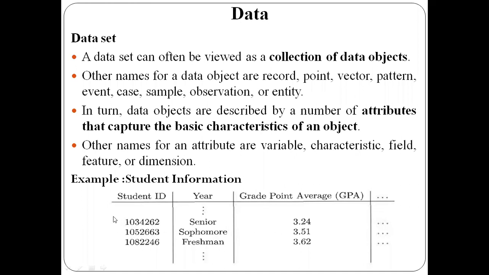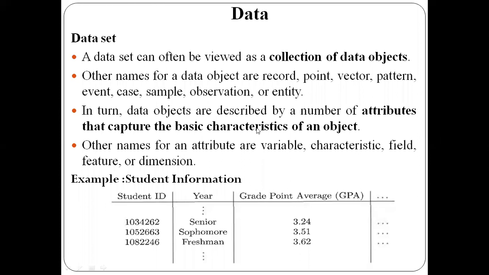Here, this row is called an object. This is an object with respect to student ID 1034262. And each record has its own features, that is, columns or fields, which are called the attributes here. This data set corresponds to student information. Each student, that is each row, corresponds to a data object. And each of the columns, the student ID and the grade point average, further describe these objects, the students. Those are called attributes of the student data set.